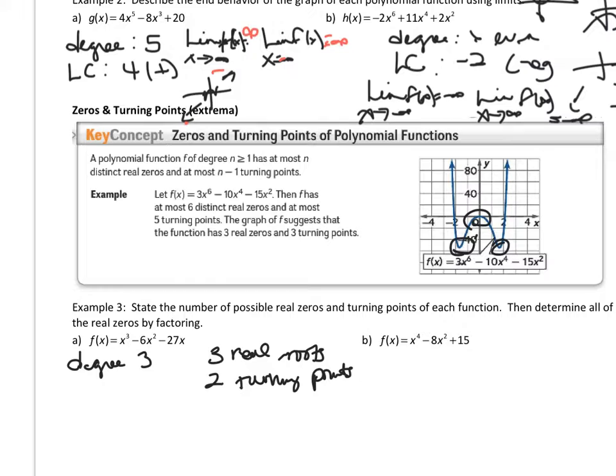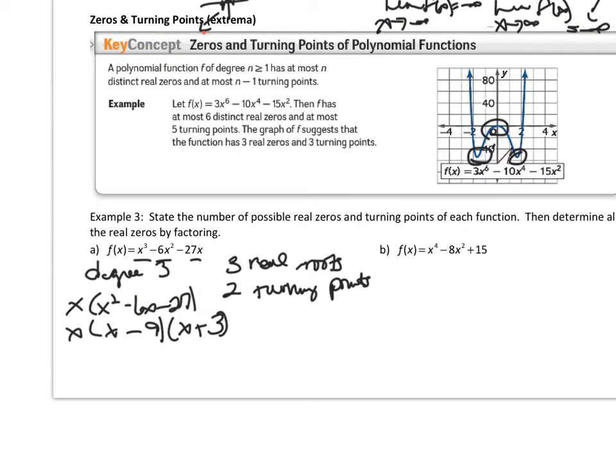Now when I actually factor, I notice right here that everybody has an x. So if I were to factor out an x, I would get x squared minus 6x minus 27. And that can factor to 9 and 3. I believe the 3 has to be positive. So this means that this guy has roots at x equaling 0, x equaling 9, and x equaling negative 3.